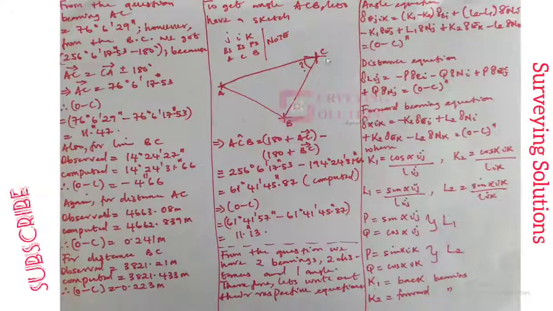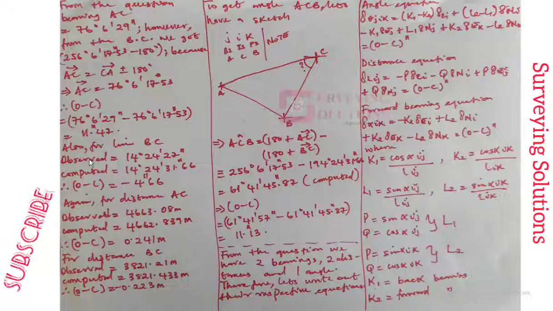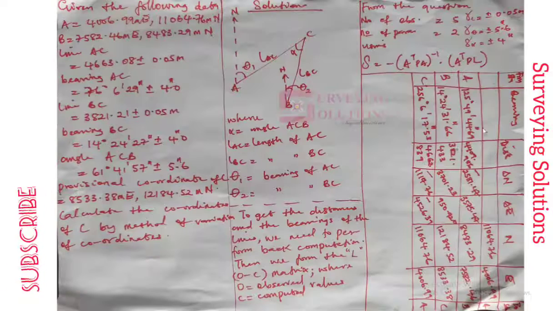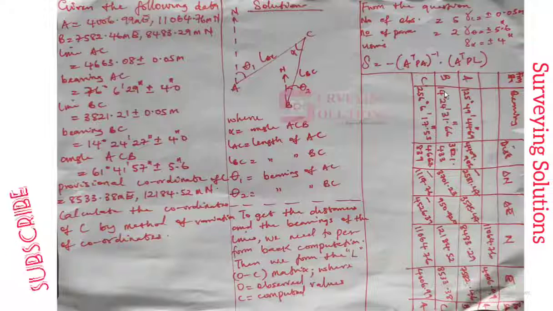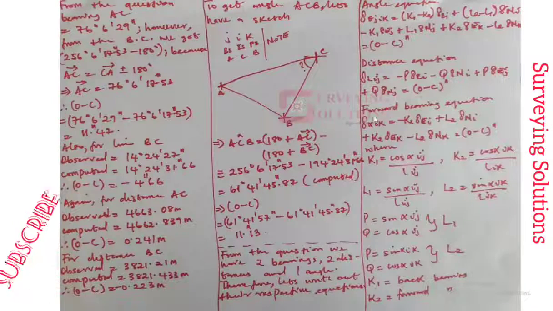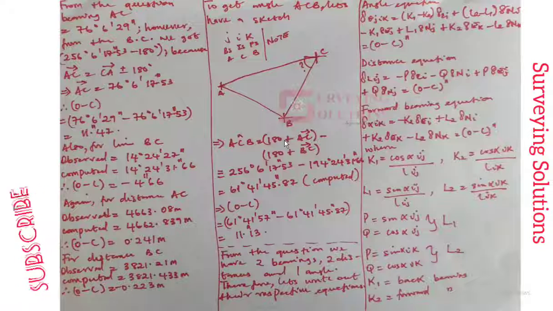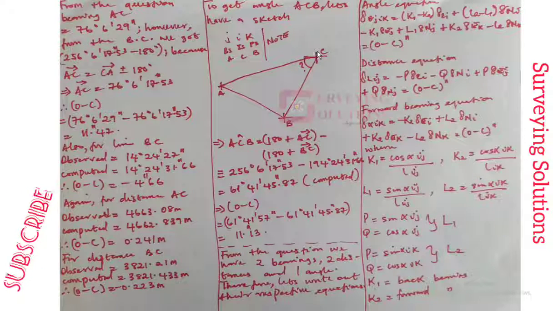Then the next one is, we also have bearing C to B. However, we don't have C to B directly. What we have is BC, and our BC is 14. Since this is 14, what we need now is C to B. So what we are going to do is 14 plus 180, which is around 194.